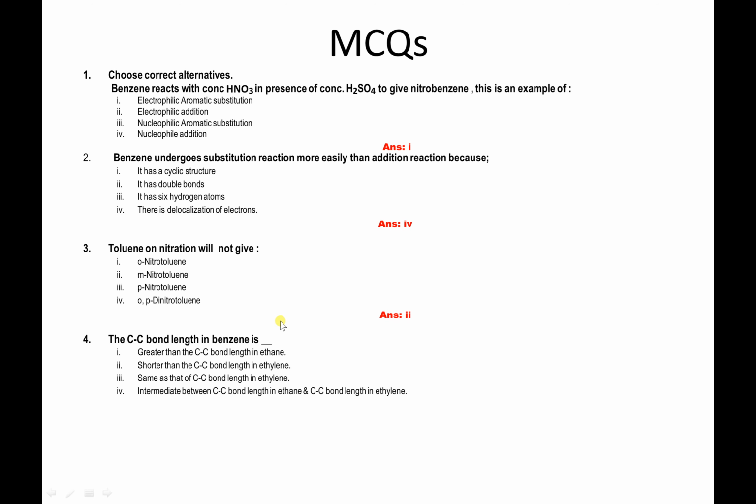The CC bond length of benzene is greater than CC bond length of ethane, CC bond length of ethylene, same as CC bond length in ethylene, intermediate between CC bond length of ethane and CC bond length in ethylene. What is the correct answer? Yes, it is 4. It is intermediate between CC bond length in ethane and CC bond length in ethylene.